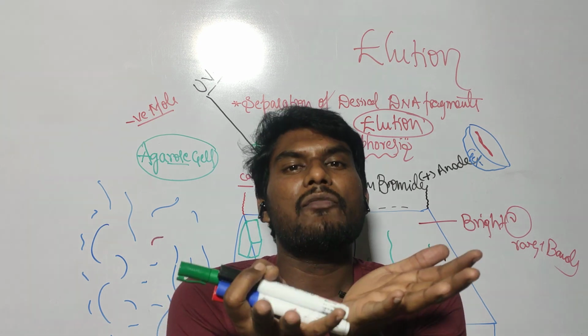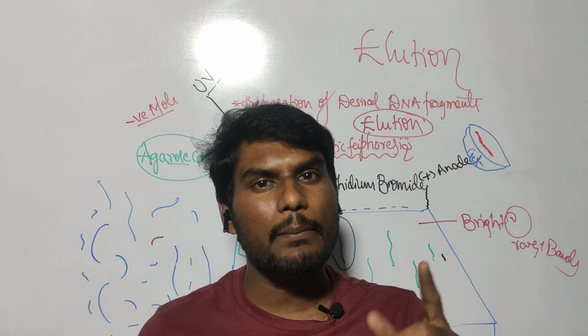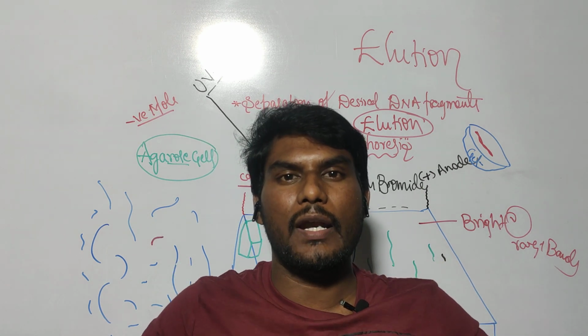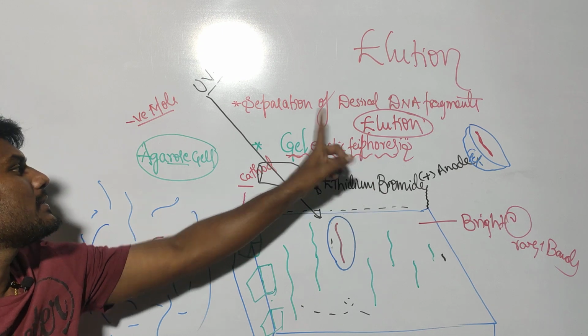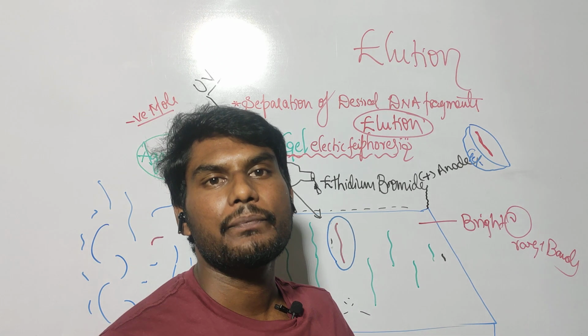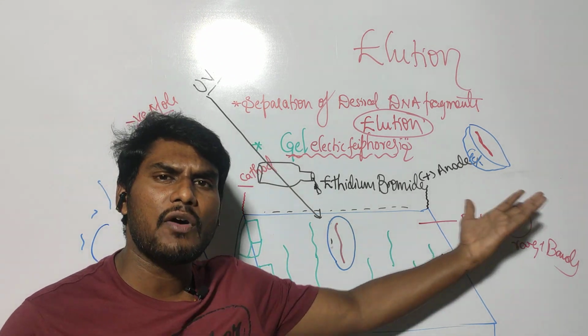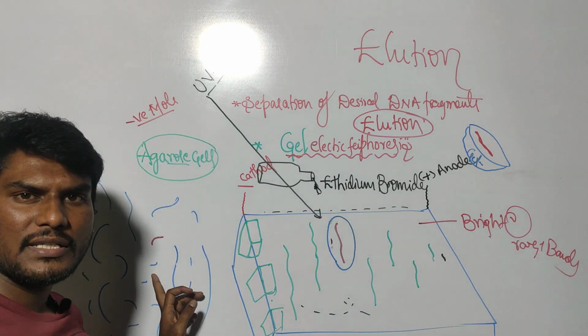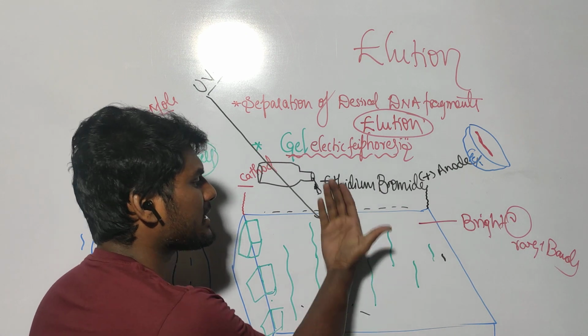After that, you will get so many fragments. In that, we only want one fragment. How can we get that one fragment? We have to separate all the fragments. Separation is done by the process of gel electrophoresis. The gel is agarose gel, a natural polymer extracted from seaweed. And these fragments are separated according to their size. The smaller the size, the farther it will move. DNA is a negatively charged molecule, so it moves towards the positive charge.